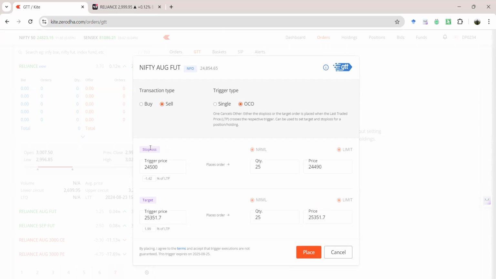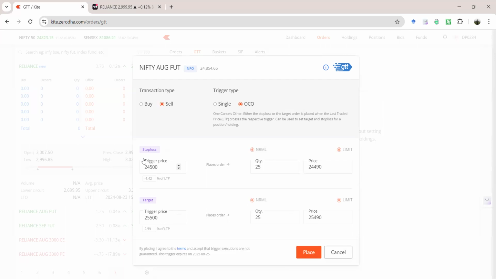So this will be our stop loss order, and the target order can be 25,500. Quantity will be the same, 25. This way we can place an order for the target. We have already bought, therefore we are placing a sell order. One cancels other: if our stop loss is triggered first, then the target will be cancelled. If the target is triggered first, then the stop loss will be cancelled. Okay, have you understood GTT?